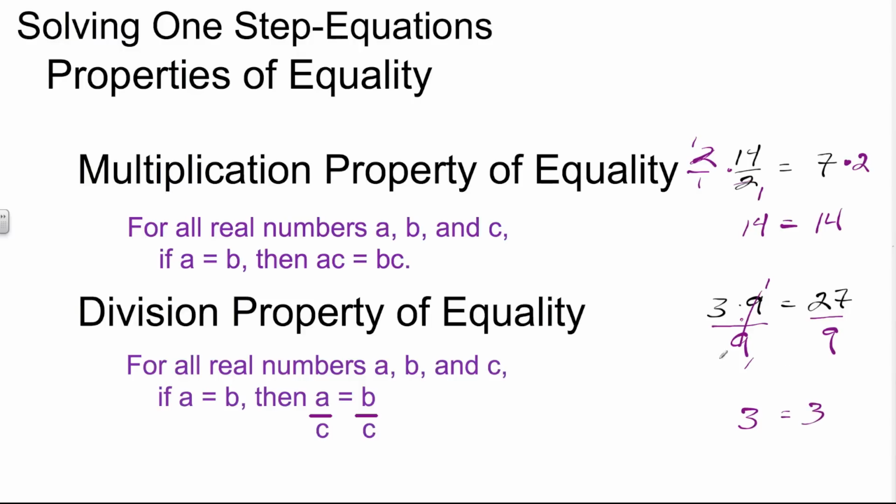So again, using another property of equality, we can divide each side by the same number and not change the value of the equation at all. We're going to see how that works when we're trying to isolate a variable.